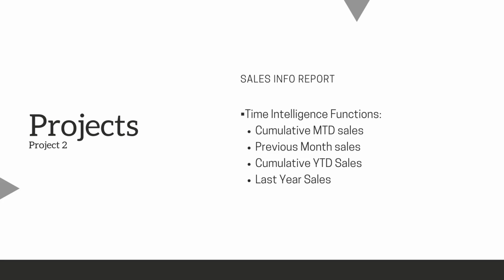Following that, I have project number 2. Project 2 was a sales info report. In this, I worked on the various time intelligence functions provided by Power BI, like the cumulative month-to-date sales and the previous month-to-date sales. I had to calculate all of these, and Power BI has features for calculating month-to-date, year-to-date, and quarter-to-date. So I used those in order to calculate these particular columns.